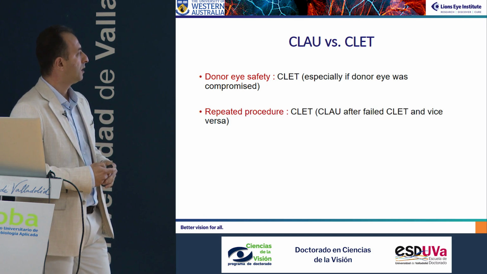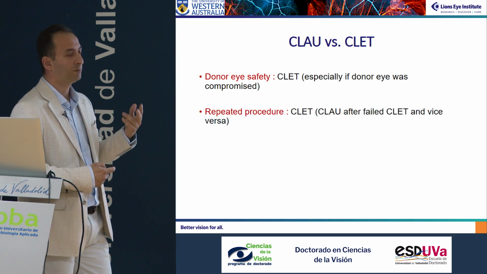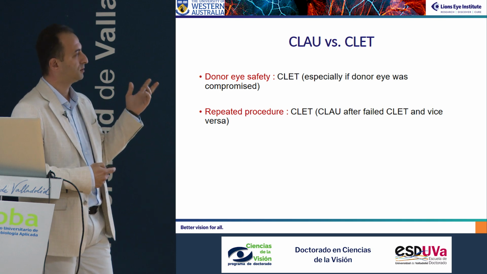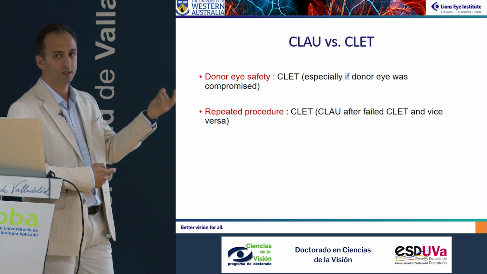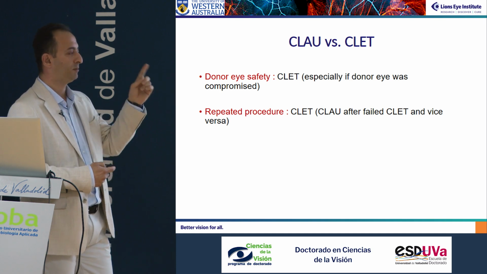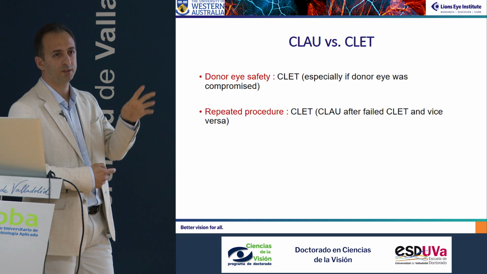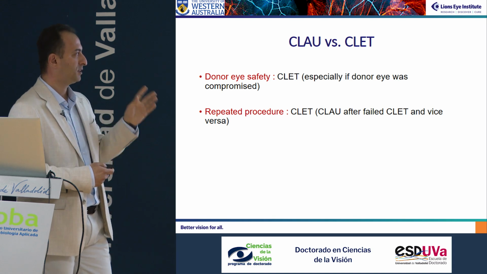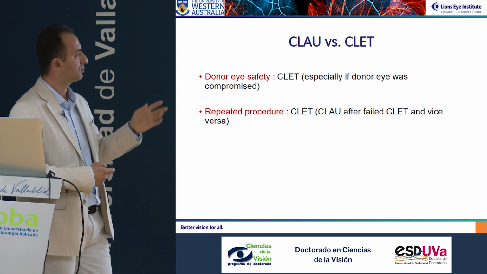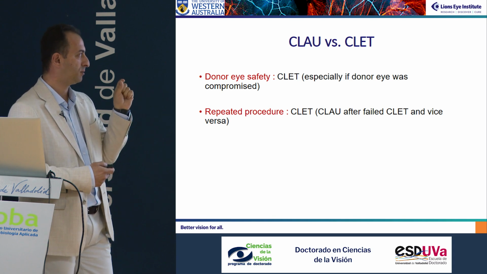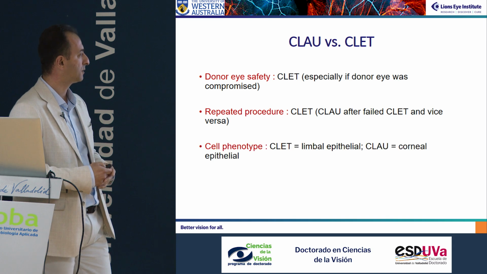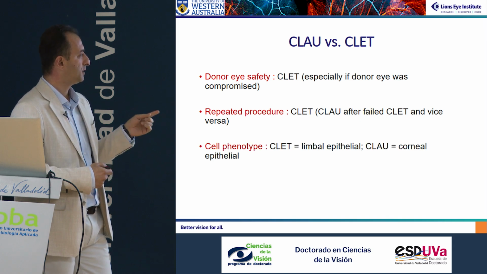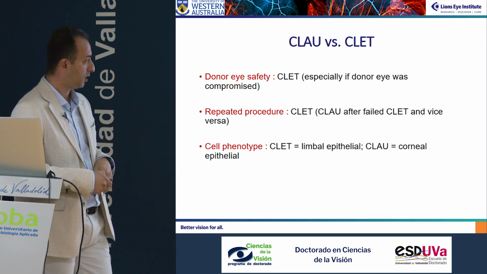With CLET, we can do multiple procedures. As you see, even if you remove 1/3 of the corneal limbal stem cells, it still can function. So you can repeat CLET. If the first procedure fails, you can repeat CLET. Or even if CLAU fails, you can still do CLET because we need a very small biopsy for cultivated limbal epithelial transplantation. And the other difference is the cell phenotype, because CLET is a cultivation technique.